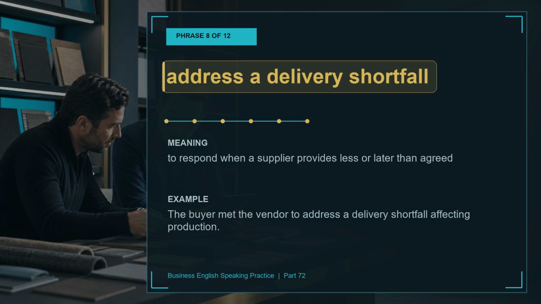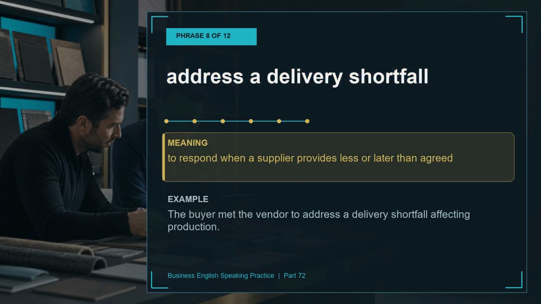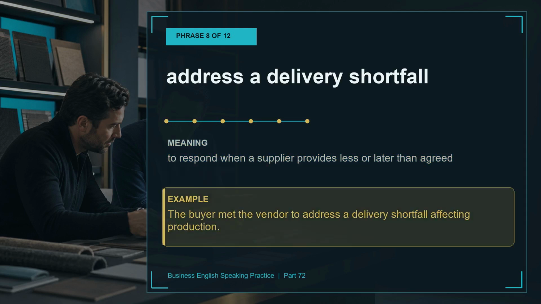Phrase 8. Address a delivery shortfall. Meaning, to respond when a supplier provides less or later than agreed. Example, the buyer met the vendor to address a delivery shortfall affecting production.